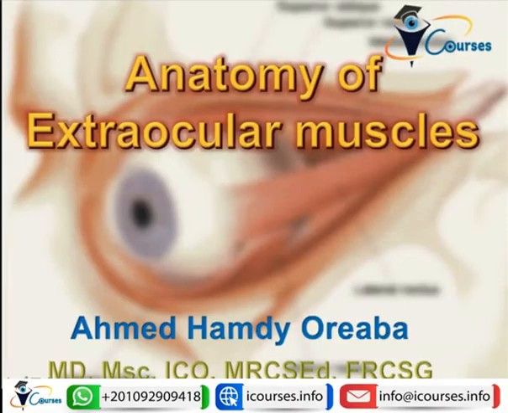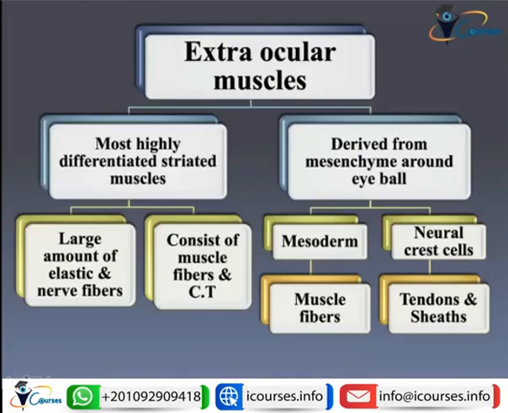So starting with the anatomy of the extraocular muscles, we need to know first what the extraocular muscles are. Extraocular muscles are very unique muscles in the body, meaning that they are the most differentiated striated muscles all over the body. And what do we mean by differentiation?